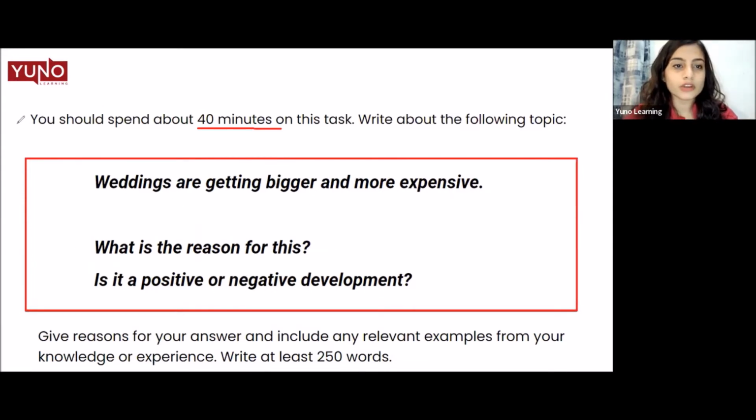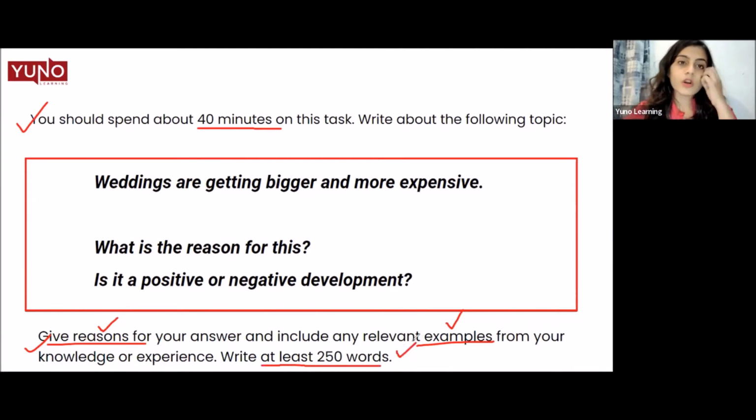And all of this criteria which you see surrounding the question, all of these things, they are constant and they remain throughout, irrespective of which essay you get on test day. All right. So you should spend about 40 minutes on this task, write about the following topic, give reasons for your answer. Yes, very important. Point 1 to note. Include any relevant examples. So include examples. The second point to note. And write at least 250 words. The third point to make a note of.